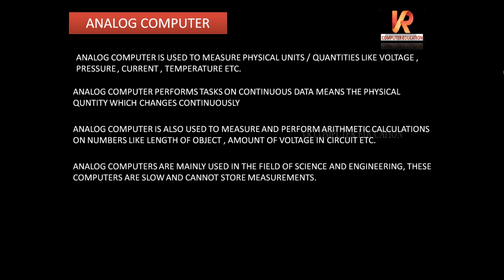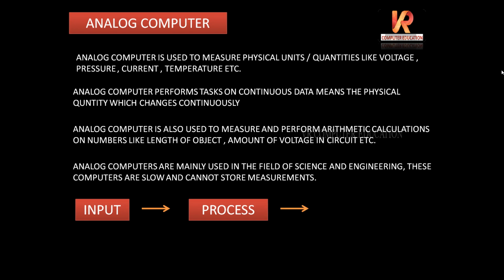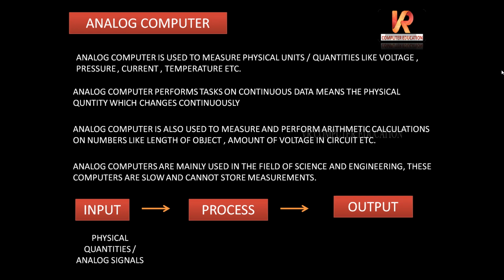Next, analog computers are mainly used in the field of science and engineering. These computers are slow and cannot store measurements. Immediate results they will give, but those results are not stored in analog computers. Next, how does it process? It will take input, that input is processed, and after processing it will give output. What will it take as input? Physical units or analog signals. After that the output they will also give in analog or continuous form.